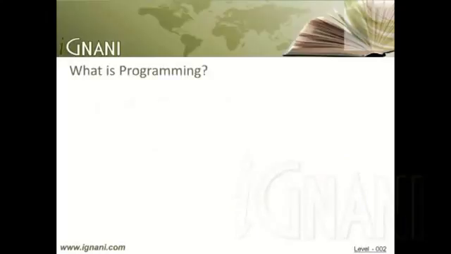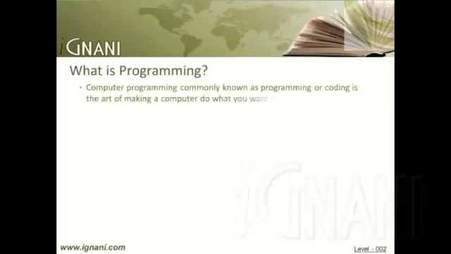What is programming? Computer programming, commonly known as programming, or coding, is the art of making a computer do what you want it to do. Programming, in very simple terms, is about writing programs. A sequence of instructions, written to perform a specified task for a computer, is commonly known as a program, but is also referred to as a software program, or even computer program.